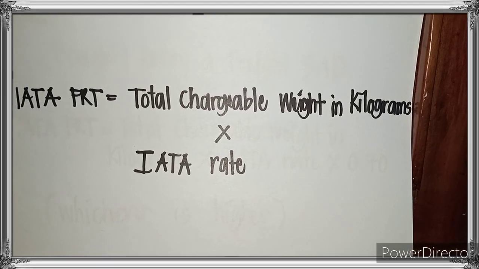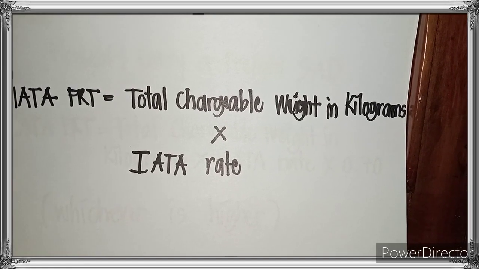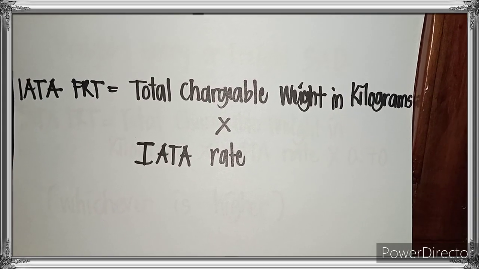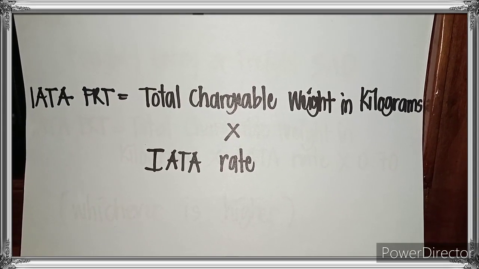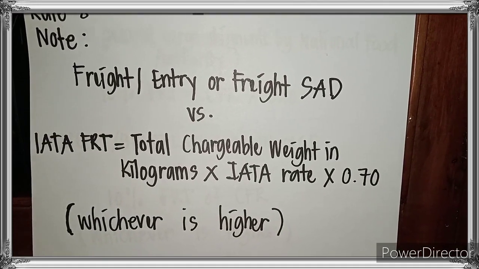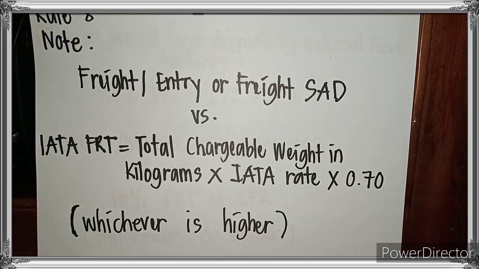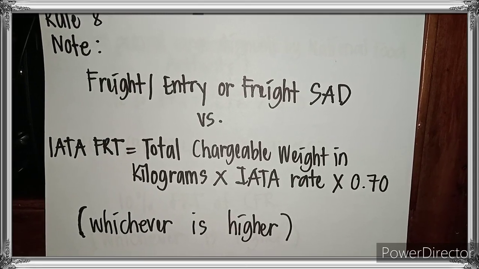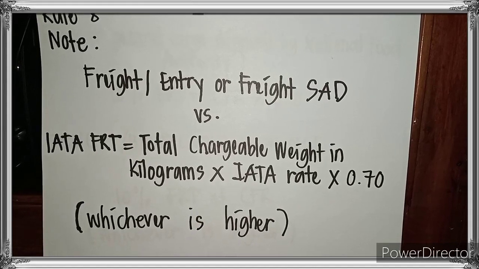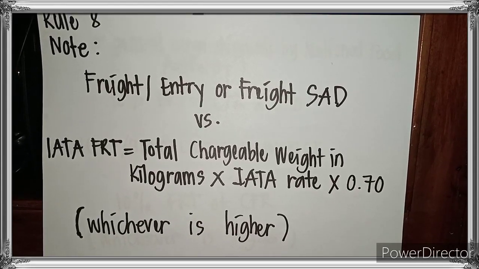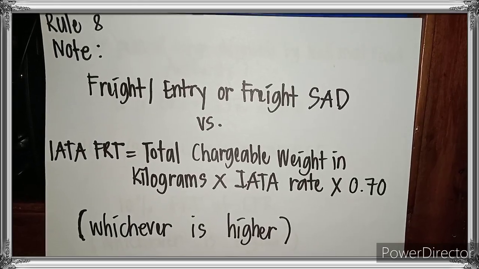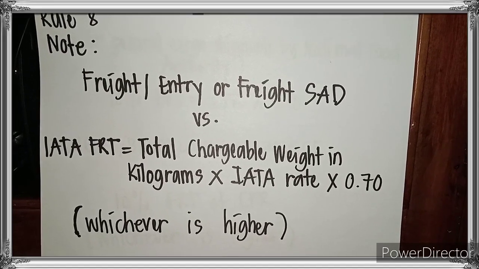So in order to get the IATA freight, that would be equal to total chargeable weight in kilograms times IATA rate. We are now down to Rule 8 of freight. If there are freight charges declared both on the entry and an IATA rate for air, the dutiable freight shall be whichever is higher between the freight charges on the entry and 70% of IATA rate.